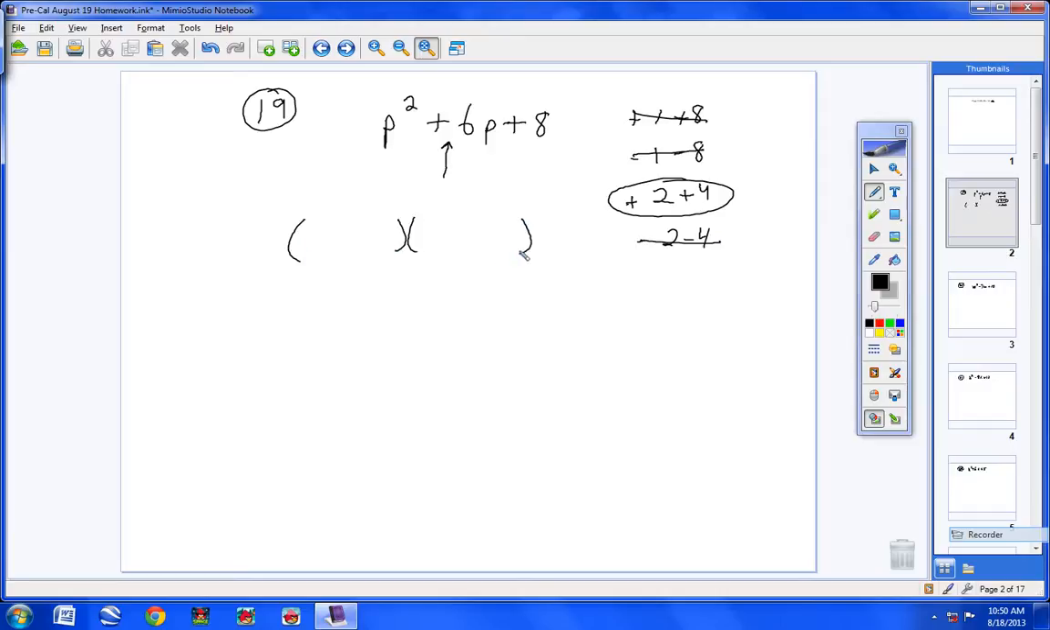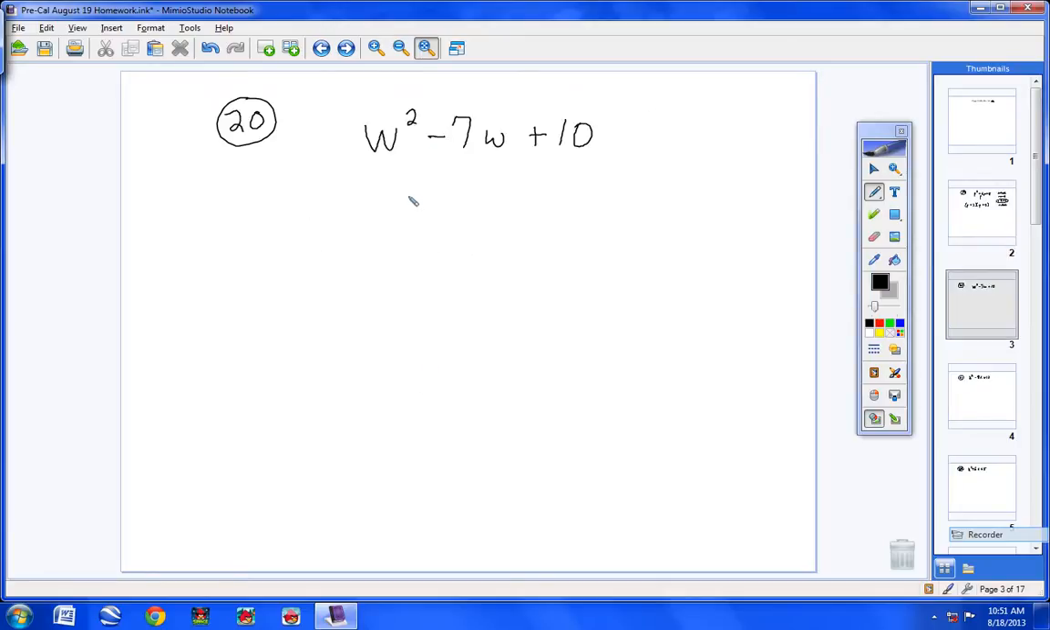And now, what do I put here and here? Well, look at your first term. I have a p squared, so a p and a p. And then what do I put here and here? Well, I just have a number here. It's an 8. And the group that I chose was a positive 2 and a positive 4. So there we go. P plus 2, P plus 4. And we factored number 19.